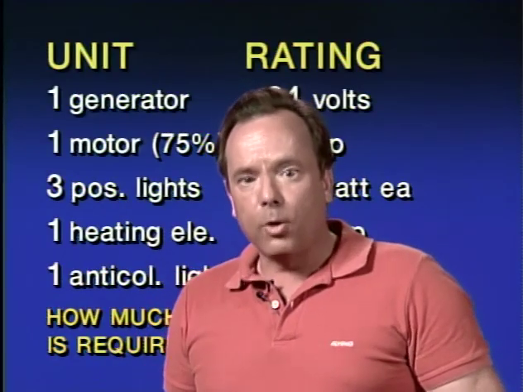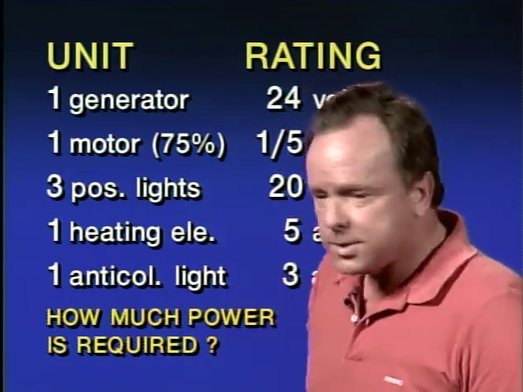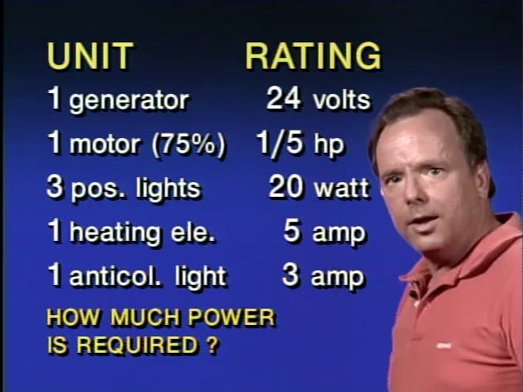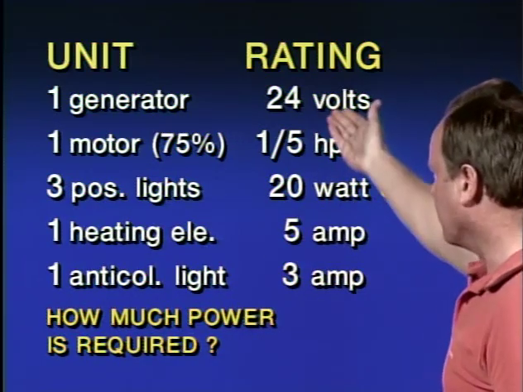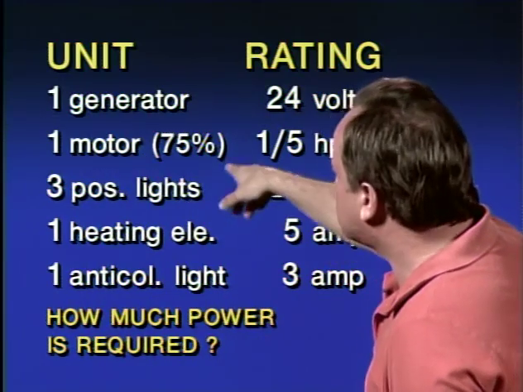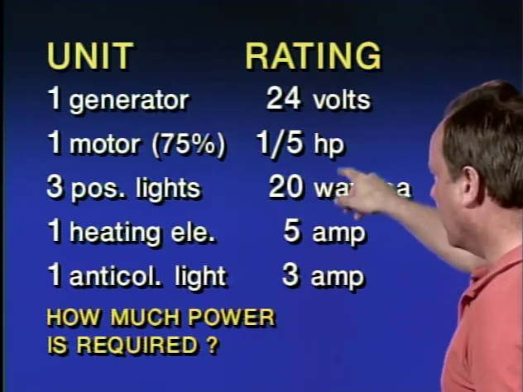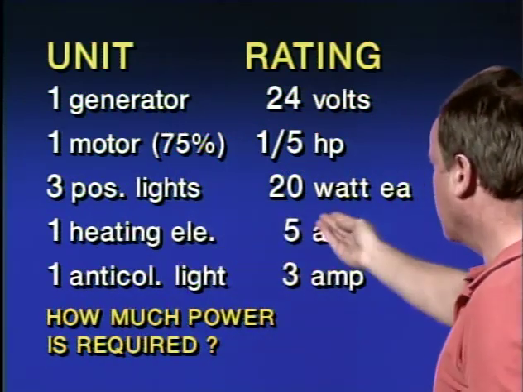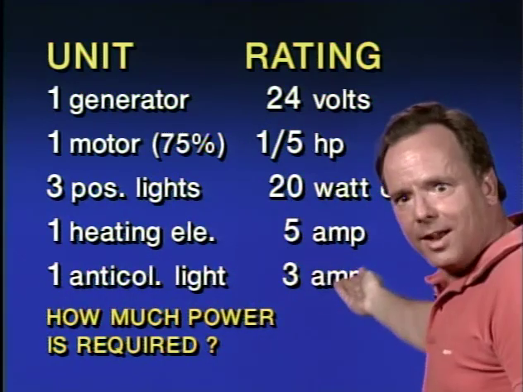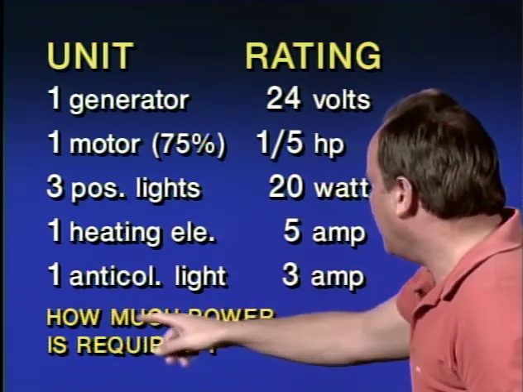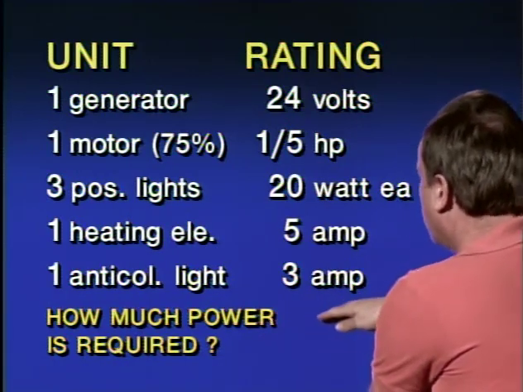Question is, how much power must a 24-volt generator furnish to a system with the following loads? And these are the following loads right here. We have a 24-volt generator. You have one motor that's 75% efficient, and it's 1/5 horsepower. You have 3 position lights in the airplane. They're 20 watts each. You have one heating element that is 5 amps, and you have one anti-collision light that is 3 amps. How much power is required?